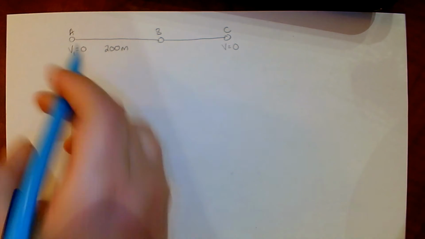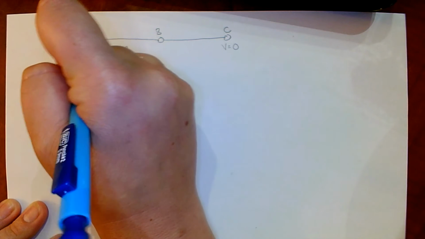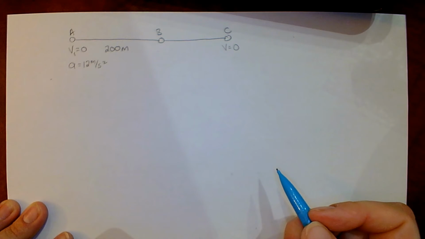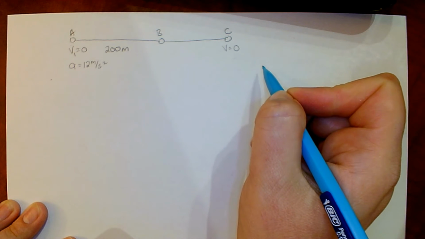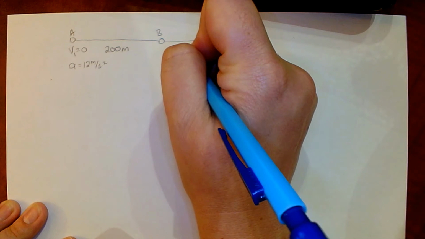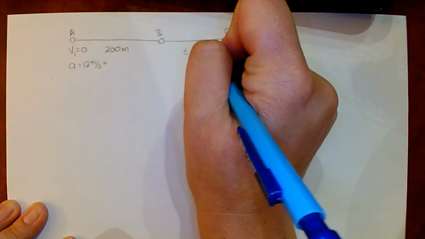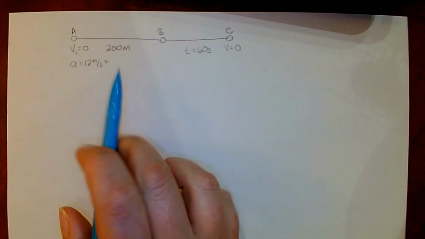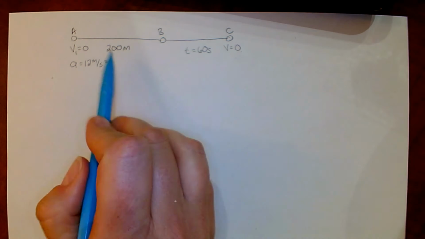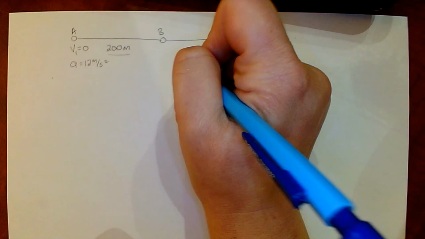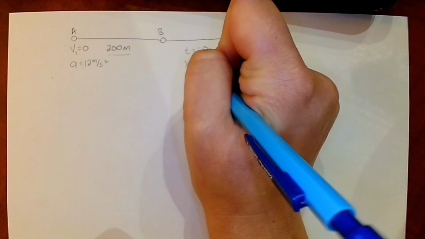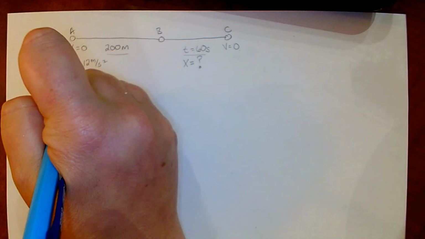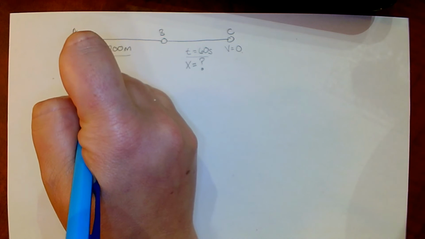So I'm going to continue writing what we know. We know the acceleration here is 12 meters per second squared between A and B. Between B and C, we know that the time it takes is 60 seconds. And the final velocity is 0. And we're asked two things, the total time and the total distance. So we know the distance from A to B, we're going to need the distance from B to C. And we know the time from B to C, so we're going to need the time from A to B.